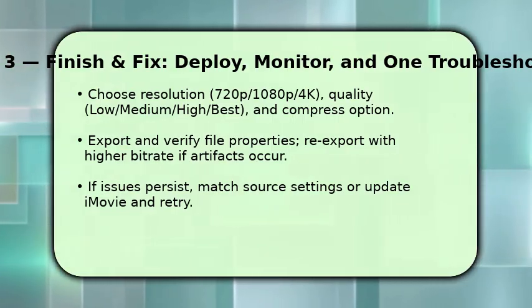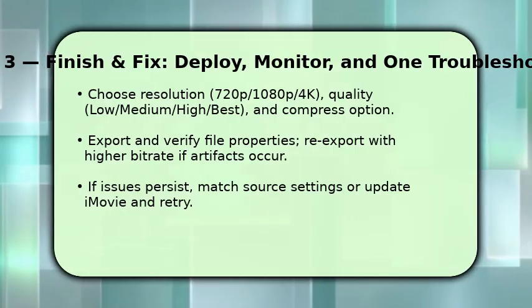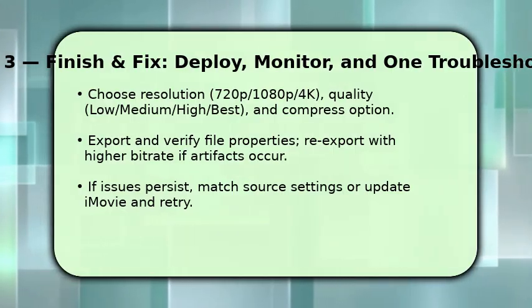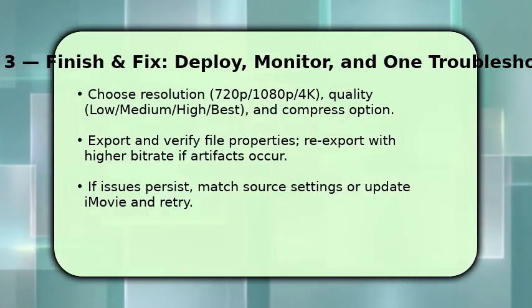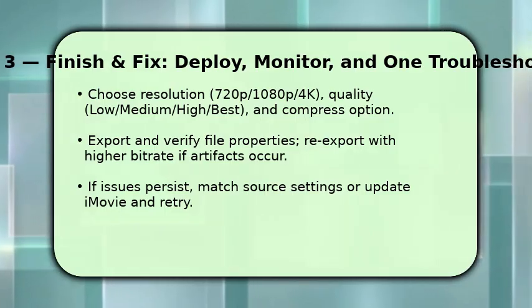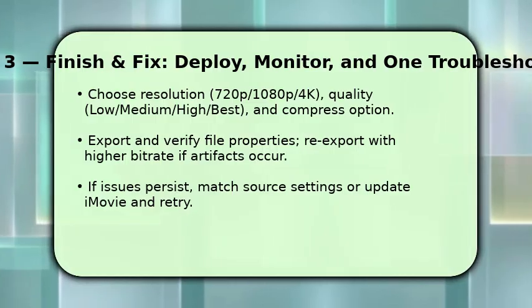Select fast or better compression depending on time versus fidelity, then export and check the file's properties to ensure the resolution and bitrate match expectations. If you see blockiness or blurry output, re-export with a higher quality setting or match the original frame rate. If problems persist, update iMovie.